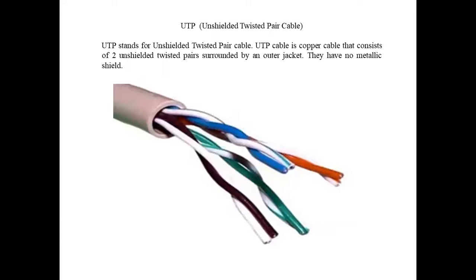UTP, that is unshielded twisted pair. UTP stands for the unshielded twisted pair cable. It is a copper cable that consists of two unshielded twisted wires surrounded by an outer jacket. They have no metal shield. Why is there no metal shield? Because it is unshielded. If it were the shielded one, then you would have the metal shield outside. The main covering would be covered by that particular metallic shield. But in this case, we have the unshielded twisted pair cable.